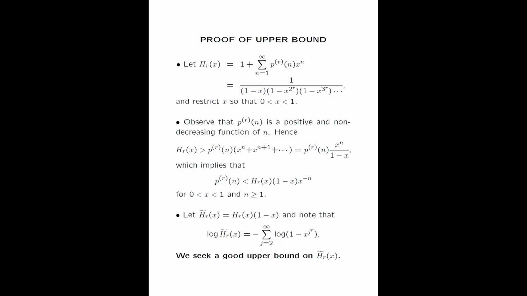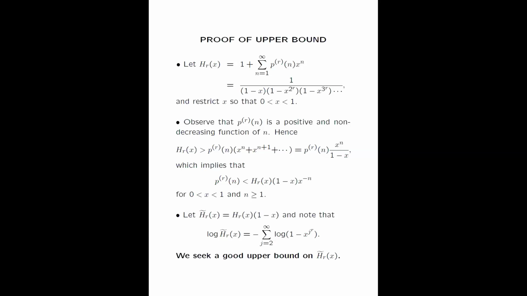Okay, so I went on a sidetrack, sorry. The partition function is positive and non-decreasing, so you can exploit that and see that h sub r of x is strictly greater than the partition function times this infinite geometric series, which sums to x to the n over 1 minus x. So we instantly get this upper bound. This is, by the way, using Siegel's idea and tweaking it and then doing something differently, which I will tell you about. P sub r of n is strictly less than h sub r of x times 1 minus x times x to the negative n.